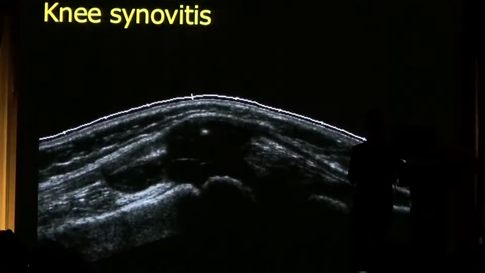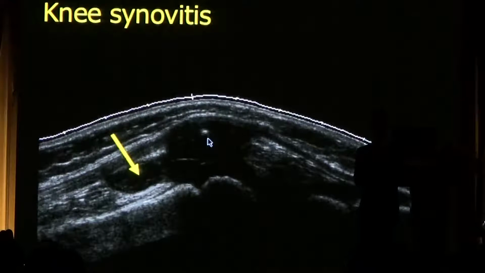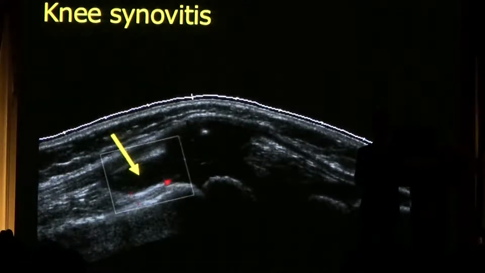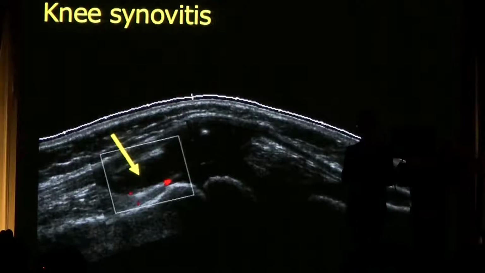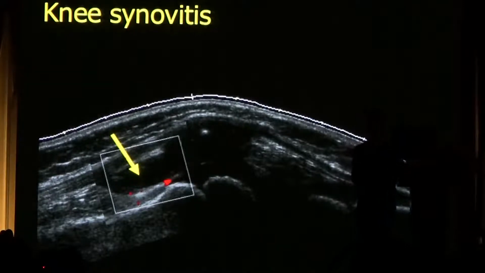So here's an example of a patient with synovitis of the knee. There's the extensor mechanism. You can see it's a child because the patella has not yet ossified. And over here is the suprapatellar pouch, which is distended, and when I put Doppler in, there is some increased vascularity. And this child had synovitis because of a knee joint infection.